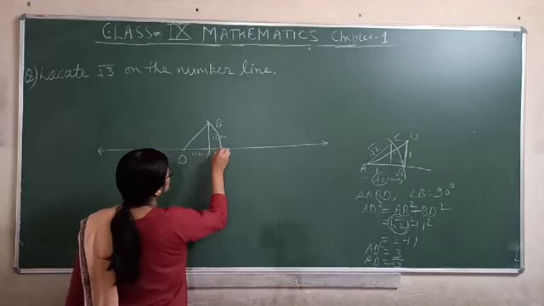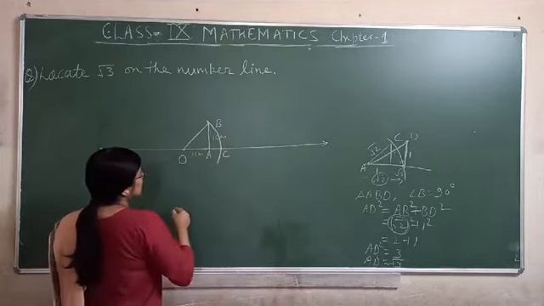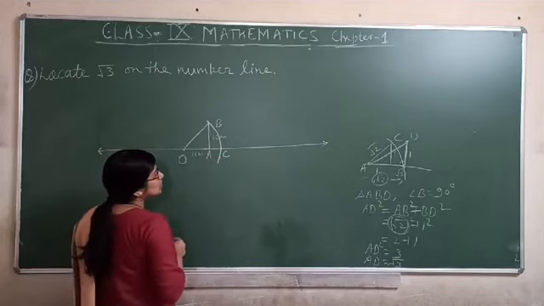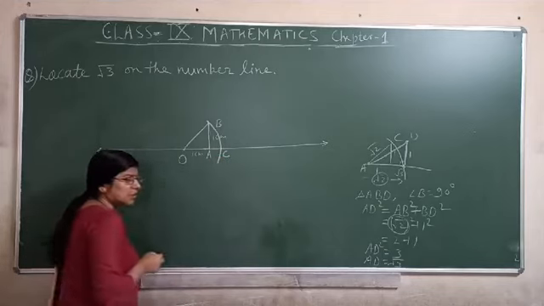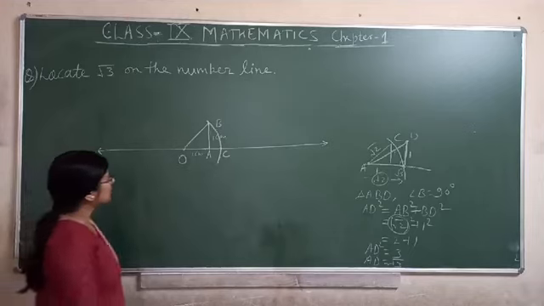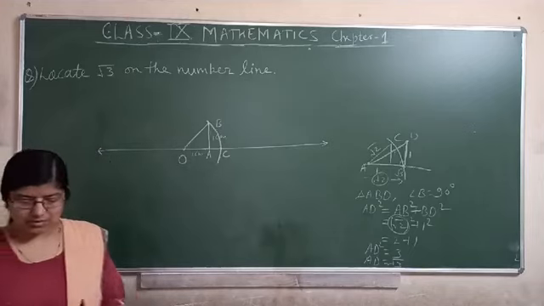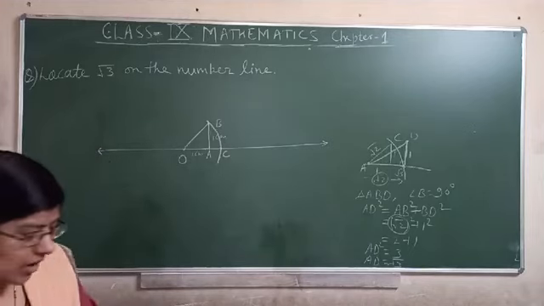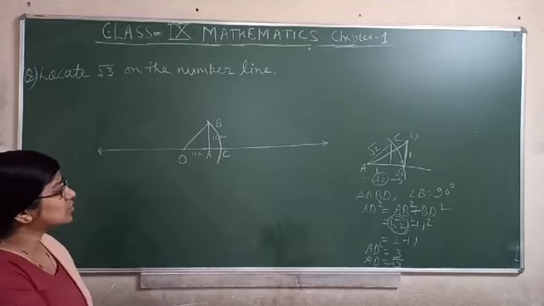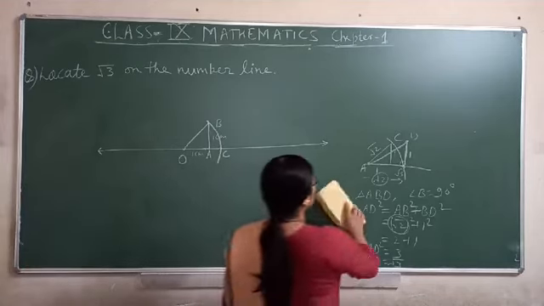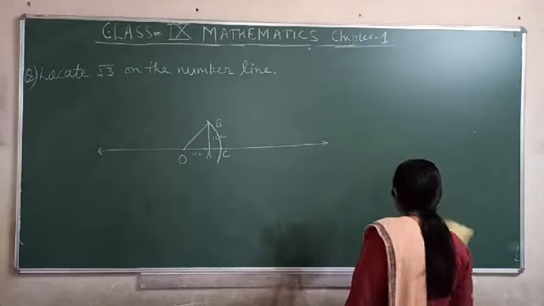So OC represents root 2. In the previous video I told you about that one. You can watch this one one more time. Well, you can't draw root 3 directly. We need root 2 first, after that we will draw.